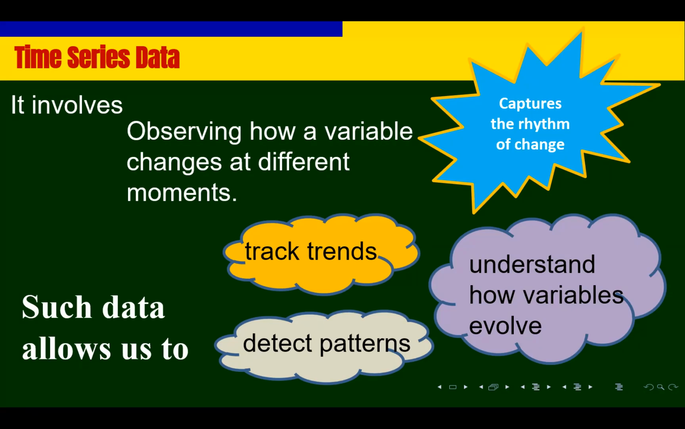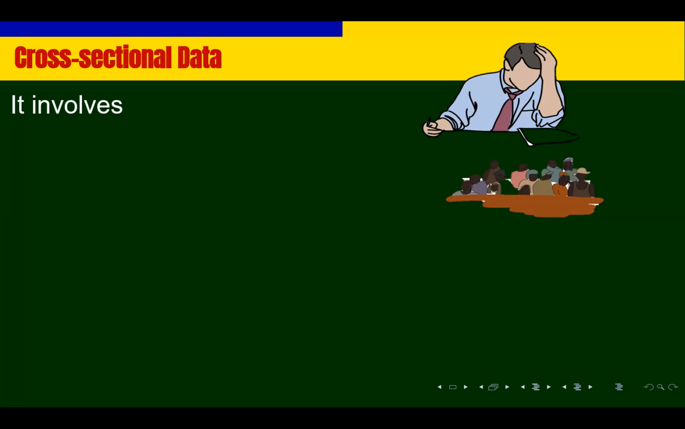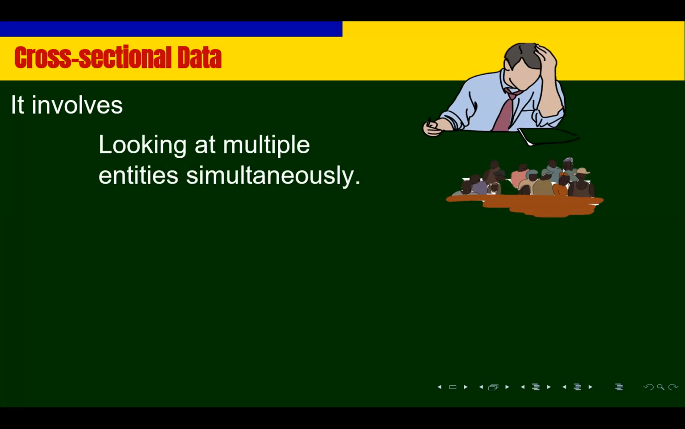Now, shift your focus to cross-sectional data. This is like taking a snapshot at a specific moment, but you're looking at multiple entities simultaneously. Think of it as capturing a single frame of a bustling city, where each building represents a different entity, be it individuals, companies, or countries.